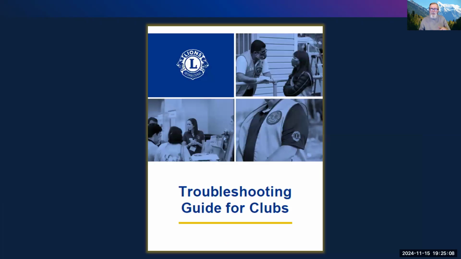And last but not least is a troubleshooting guide. For those that are having difficulty, can't figure out how to bring in some new members. Maybe there's some difficulty in trying out new service projects or fundraisers. Maybe there's difficulty between some of the membership. We don't see it a lot, but it happens occasionally. A great idea right here, the troubleshooting guide.